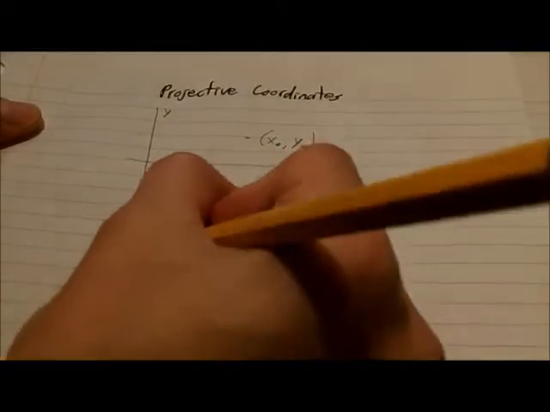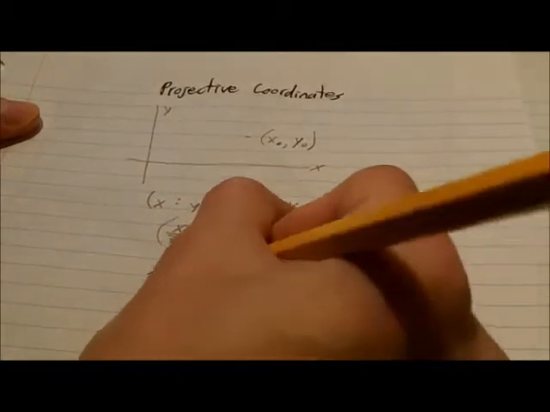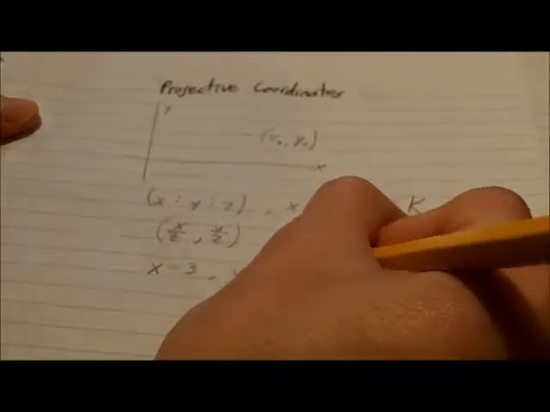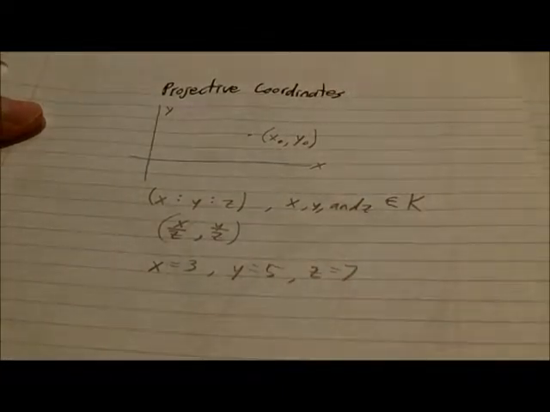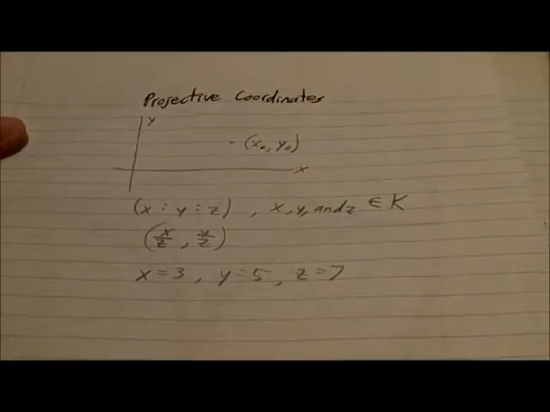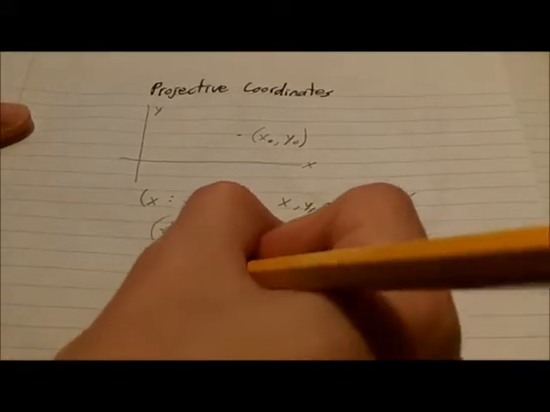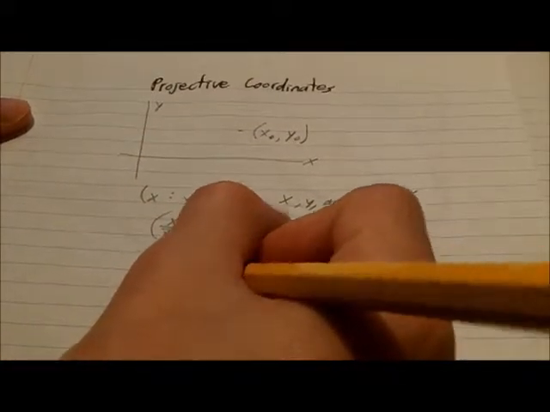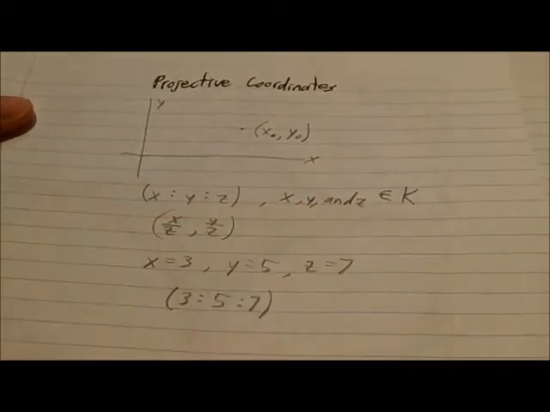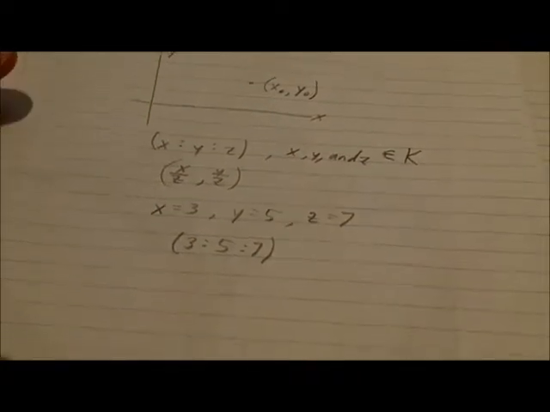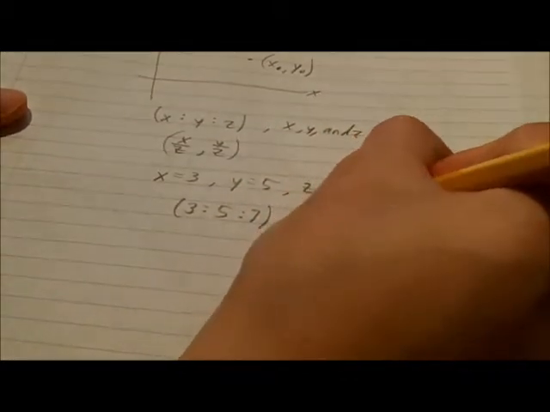So let's say that, for example, x equals 3, y equals 5, and z equals 7. That would mean that to describe this point on the projective plane, we could say 3 to 5 to 7, or in our head, we could think of it as 3/7 to 5/7.